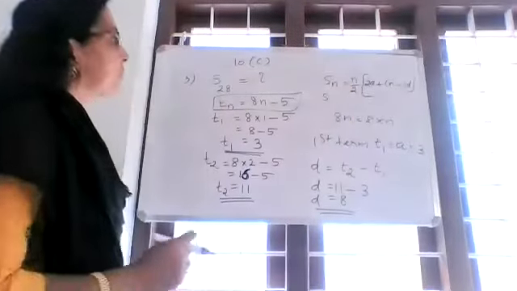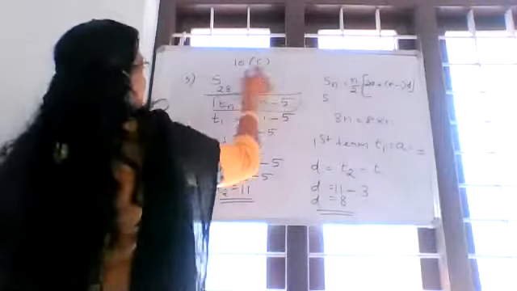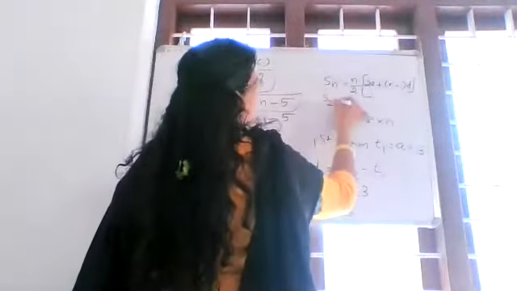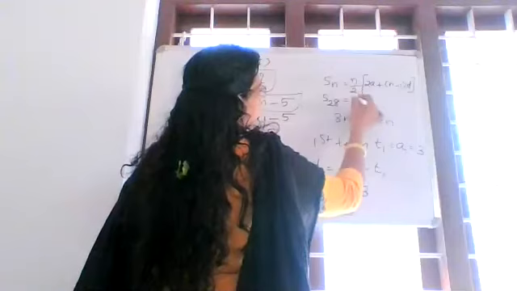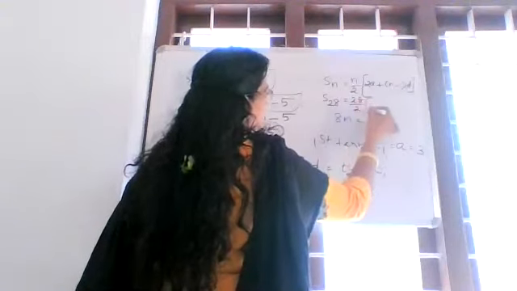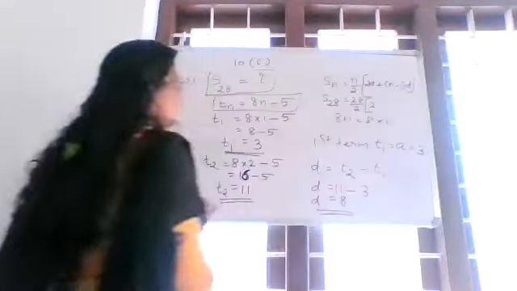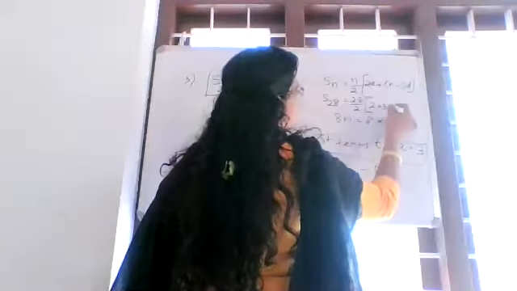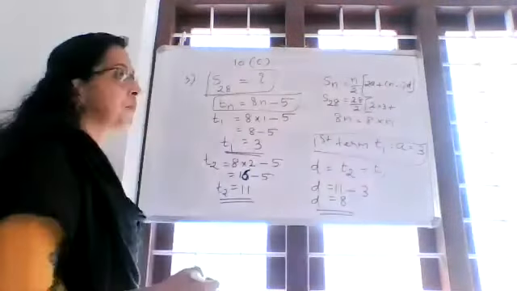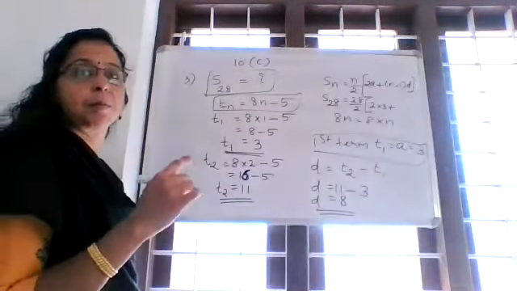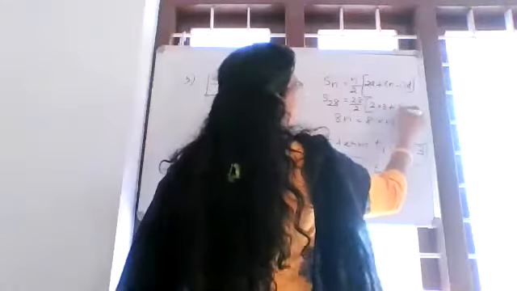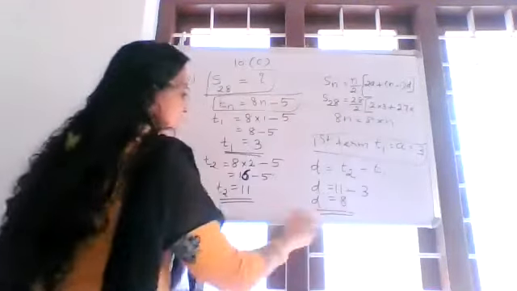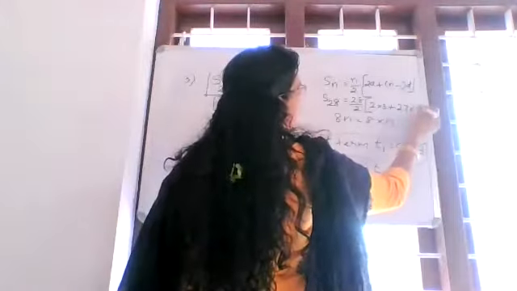So Sn means what? S28 is equal to 28 by 2 into 2 into A. A is 3. 2 into 3 plus n minus 1, that is 28 minus 1, which is 27, into D we got 8. Substitute those values. After solving, we will get the answer.